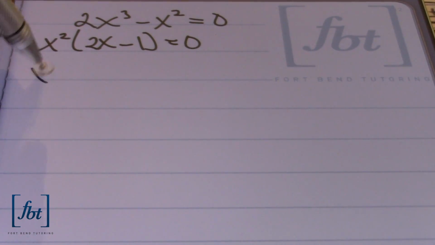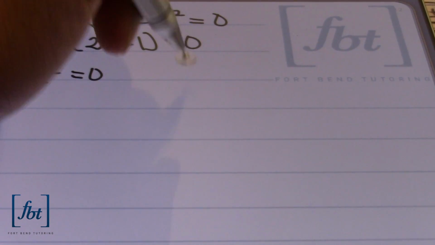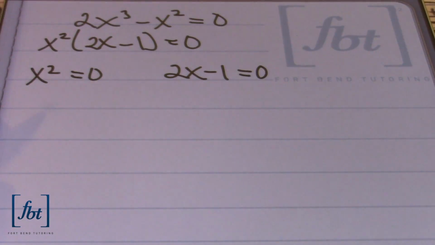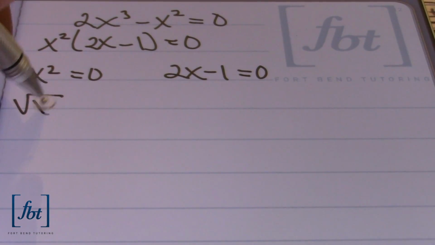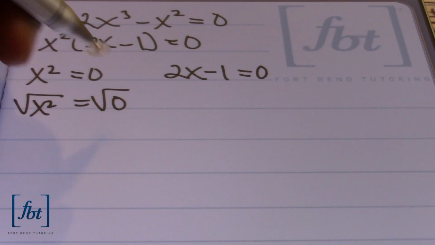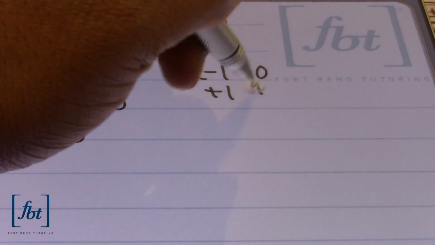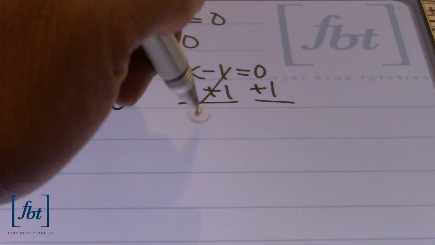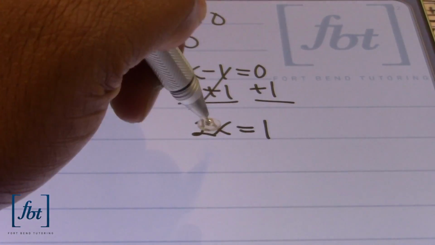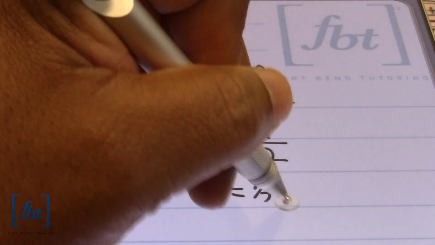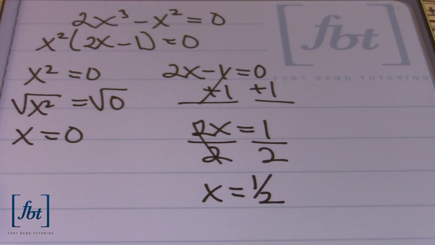And then setting both factors equal to 0 here, I have x squared equals 0, and I have 2x minus 1 equal to 0. Solving for both, we'll end up with x equals 0, or, adding 1 to both sides in the second equation, we now have 2x equals 1, and then dividing both sides by 2, we'll have x equals 1/2. All right. So remember that we're always concerned about the domain restrictions on our logarithmic functions.